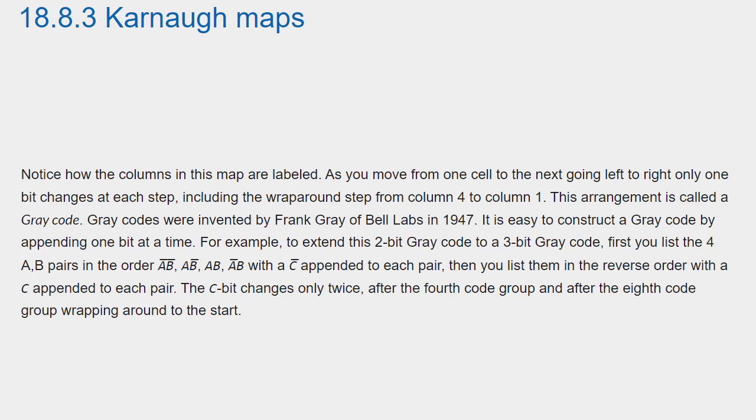It is easy to construct a Gray code by appending 1 bit at a time. For example, to extend this 2-bit Gray code to a 3-bit Gray code, first you list the 4 AB pairs in the order A bar B bar, A B bar, AB, A bar B, with a C bar appended to each pair. Then you list them in the reverse order with a C appended to each pair. The C bit changes only twice, after the 4th code group and after the 8th code group, wrapping around to the start.